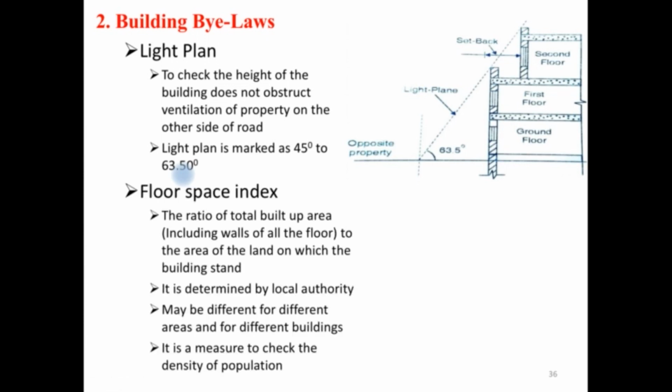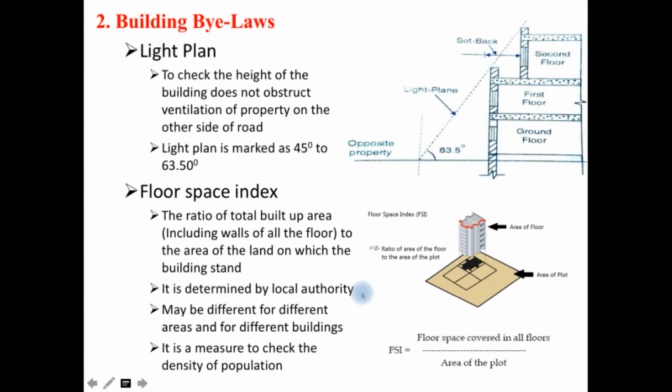And next is the floor space index. It is simply the ratio of the floor space covered in all floors of the building to the available plot. For example, if it is a 10 storey building and each storey has 100 square feet, then that total floor space provided by the building is compared with the available plot. Practically it means how many floors we can construct in an area, and that is designed by the parameter called FSI, the floor space index.